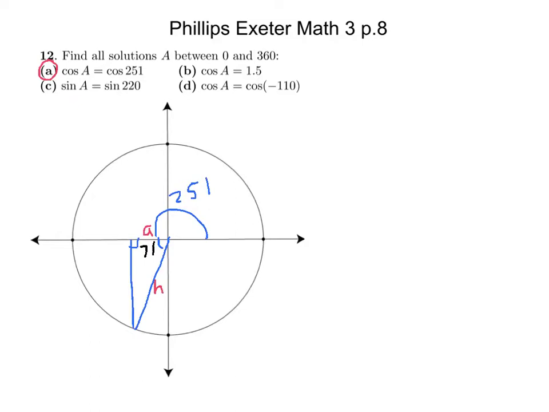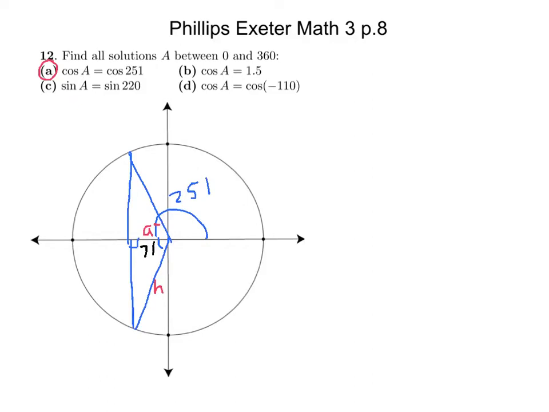Okay, so I'm just looking at the adjacent side. Kevin, what did you say? The hypotenuse is never negative. So the adjacent is negative. What other quadrant am I going to have the adjacent side be negative? Second quadrant, right? So if I go to the second quadrant here, that is also going to be 71 degrees.